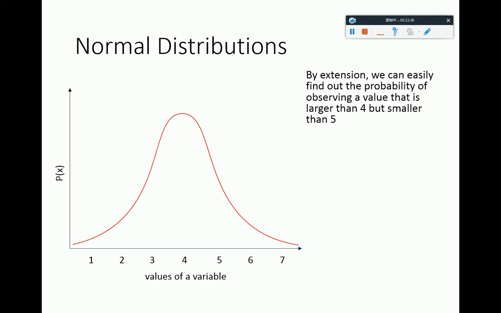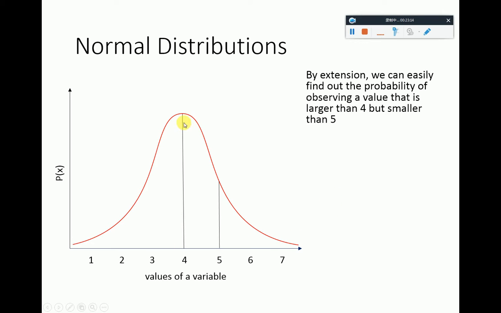So that gives us a way to do more than finding the probability of identifying one single value. Now we can ask, can we do the same thing to find the probability of observing a value that's larger than 4 but smaller than 5? Of course, because just now we saw that the way of finding the probability of observing a particular value is by specifying a very narrow interval that contains the target value. Then of course we can find the probability for observing any value that's within an interval.